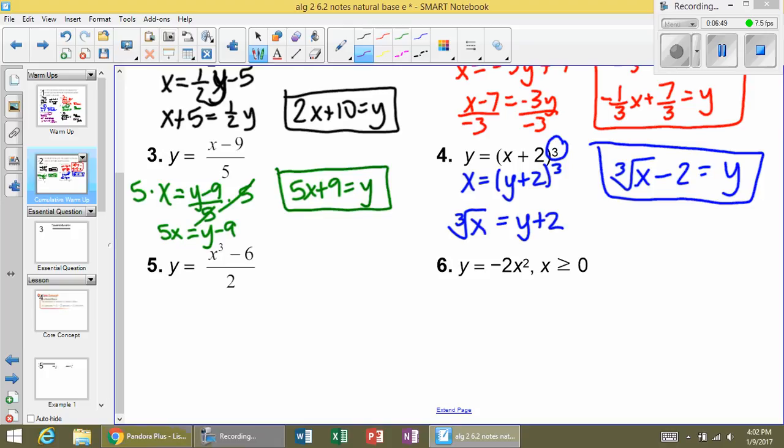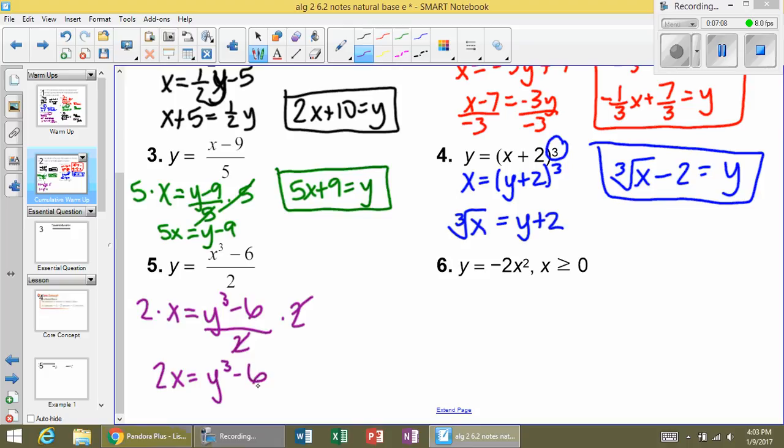Okay, question number 5. Again, switch our x's and y's. And how do we undo something divided by 2? We're going to multiply both sides by 2. So we will have 2x equals y cubed minus 6.